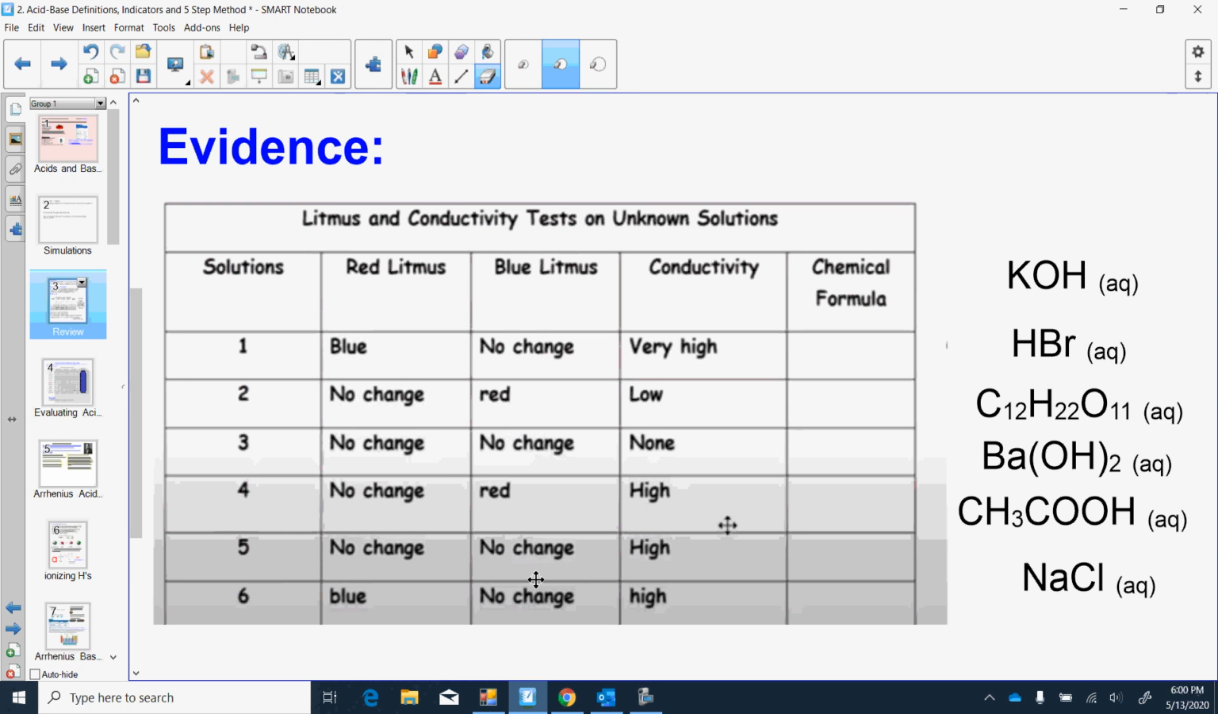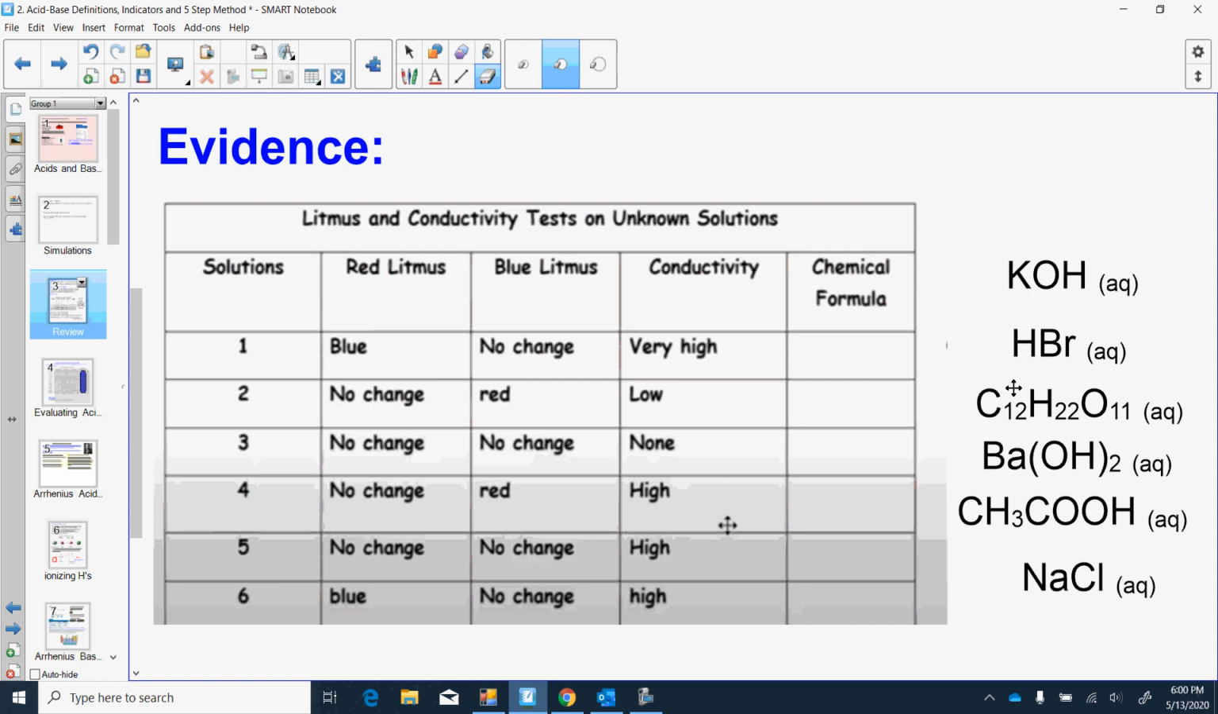No change and no change, which makes sense. So if the red litmus is having a change, the blue litmus is not. But let's continue reading. Conductivity. One of these bases is very high conductivity. The other base is just high conductivity.